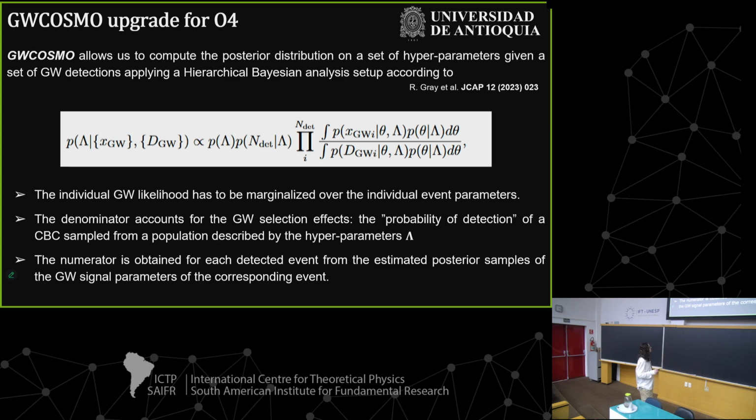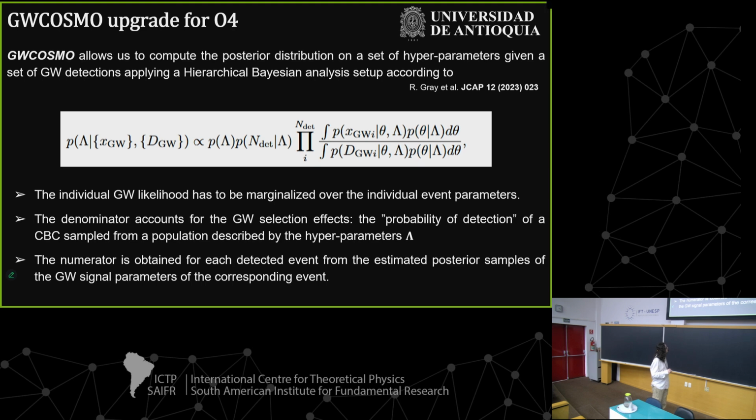And the thing here is that this individual gravitational wave likelihood is a product over all the individual events. So these are n detected events. You marginalize over the individual parameters of each event, and then multiply all these terms to get the numerator of this likelihood.